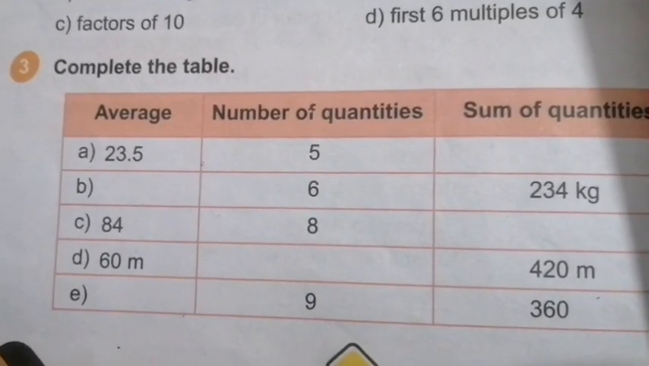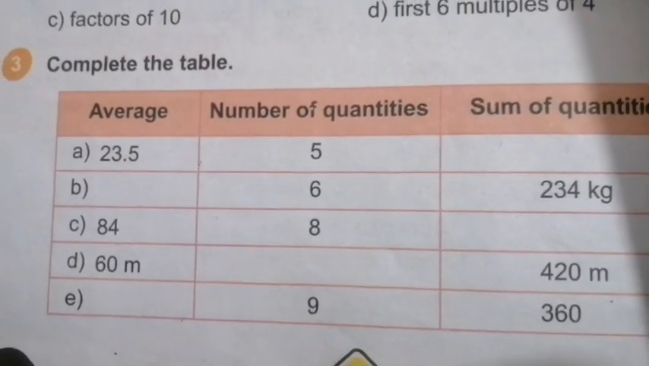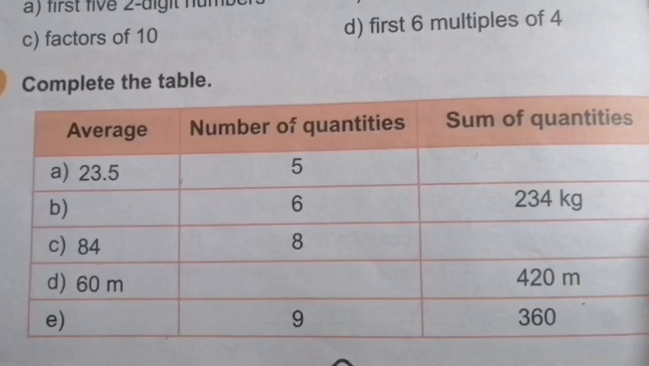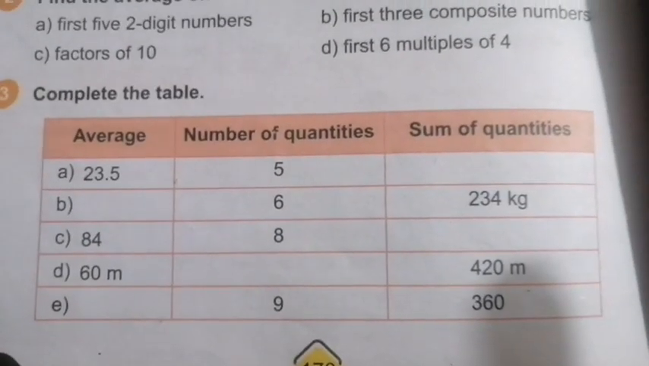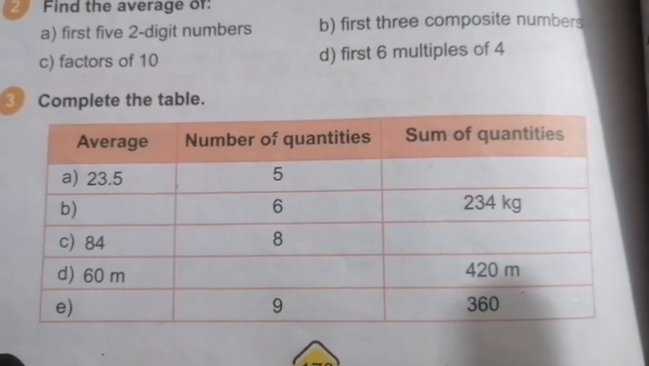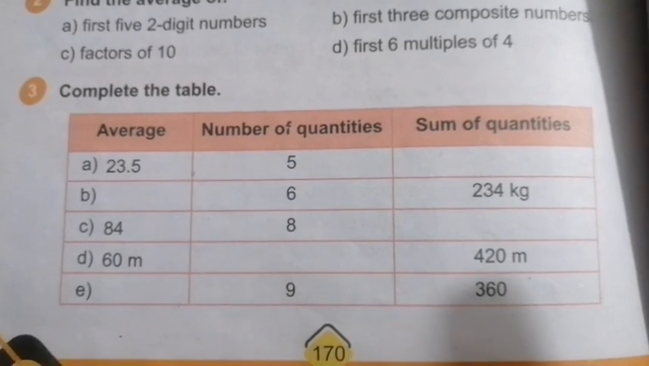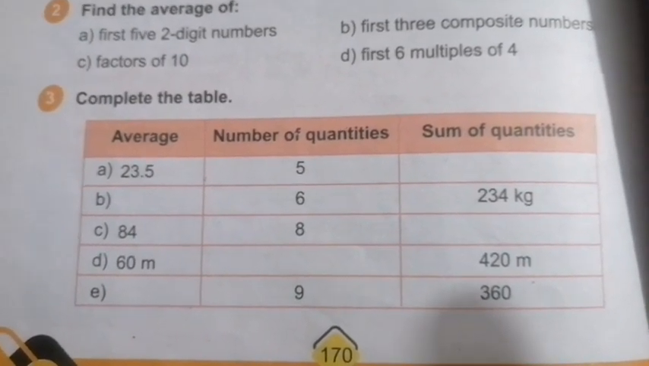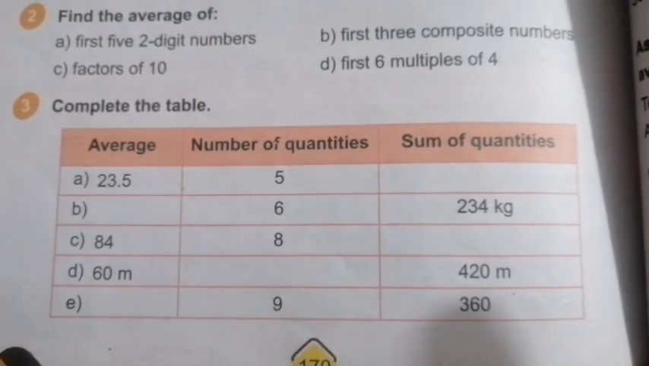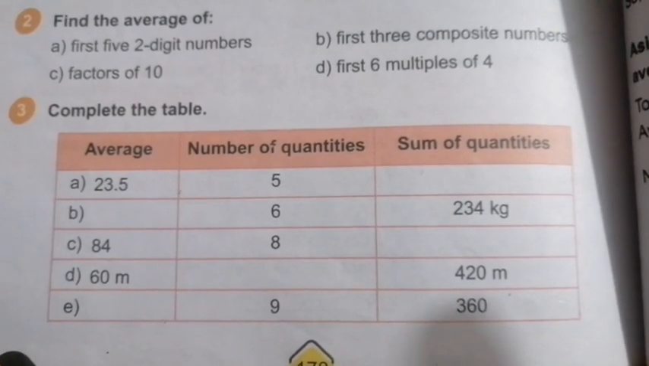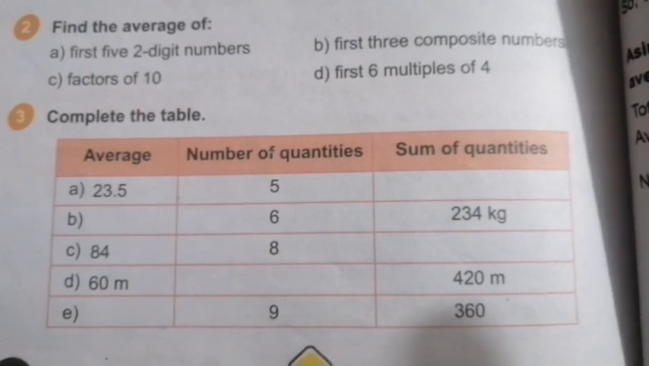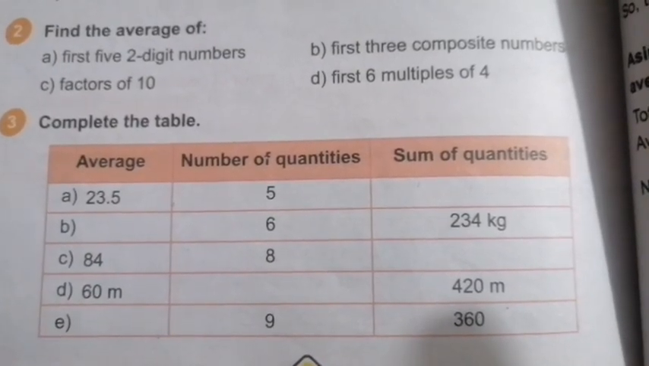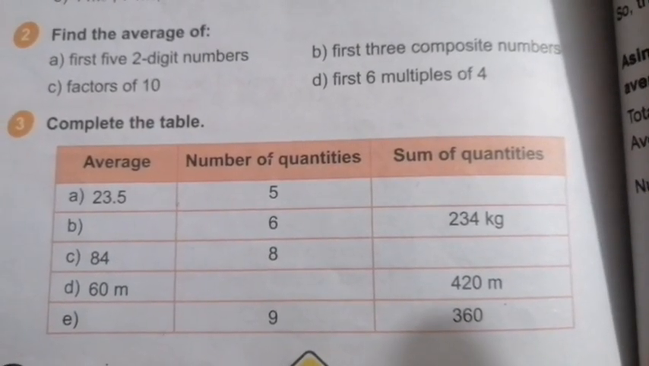Okay, question number 3. There is a table given over here. We have to find the different values. In part A, the average is given as 23.5. In the table, some quantities are given, and others we have to find out. Let's see one by one how we can do it.